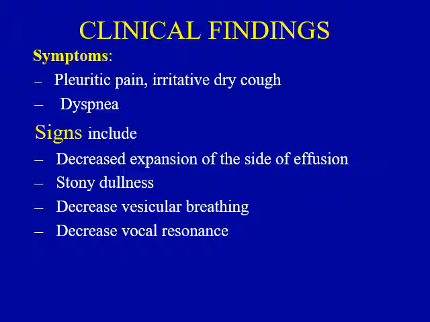The signs of pleural effusion include: first, decreased expansion of the affected side. By percussion, there is stony dullness. By auscultation, there is decreased vesicular breathing and decreased vocal resonance. And when the effusion is massive, the mediastinum is shifted to the opposite side. The trachea and the apex beat are shifted to the opposite side.